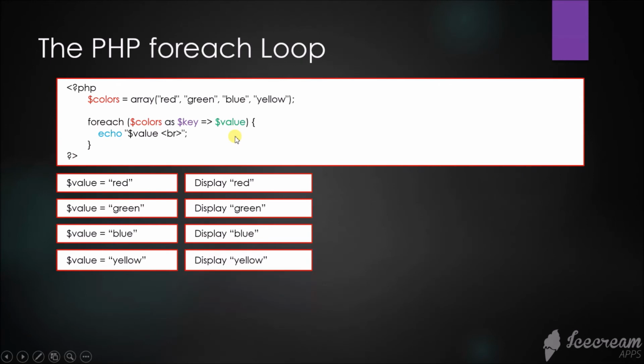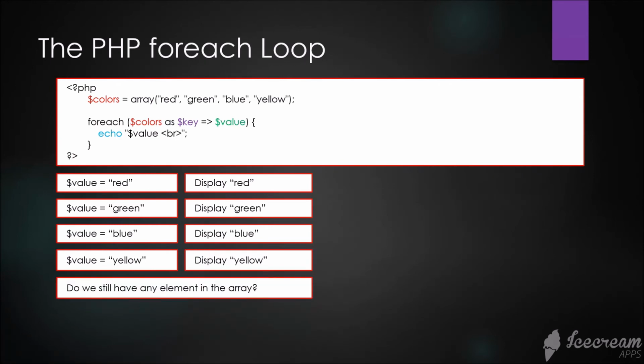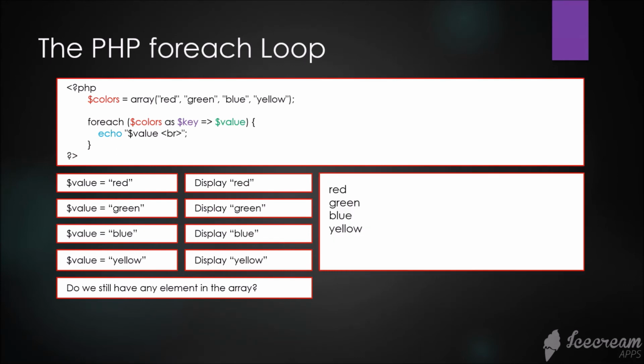Then display na naman natin. Okay? So the next is, we have this question. Do we still have any elements in the array? Okay? So kung wala nang elements, then stop na yung looping and our final output basically will be this one. Okay? So that's how for each works.